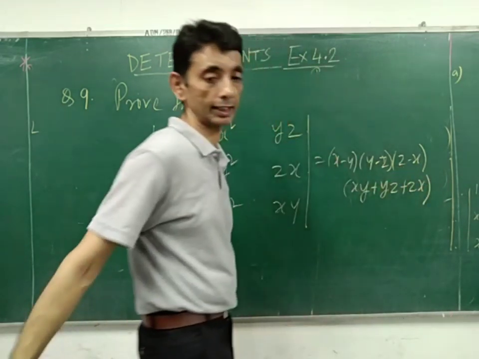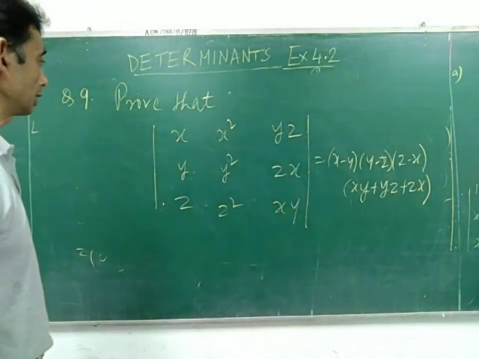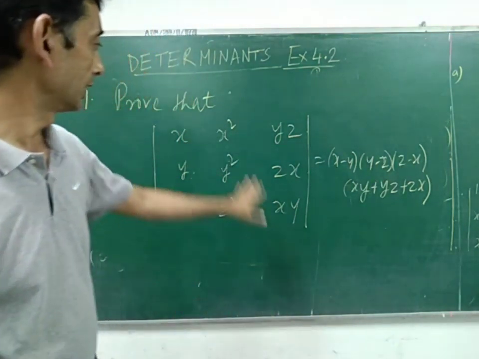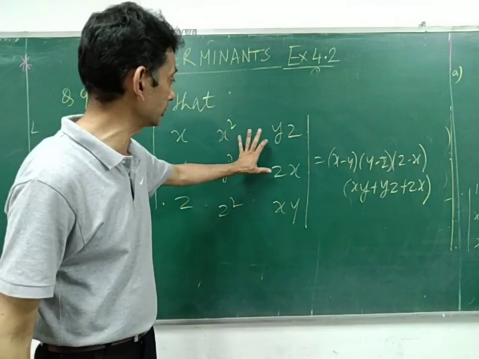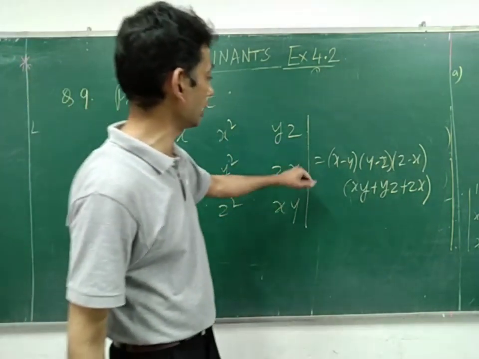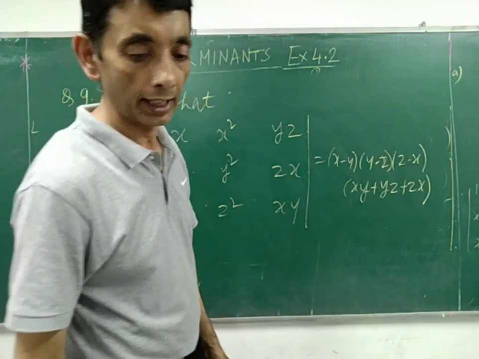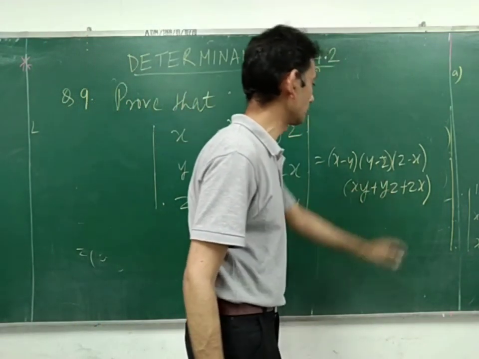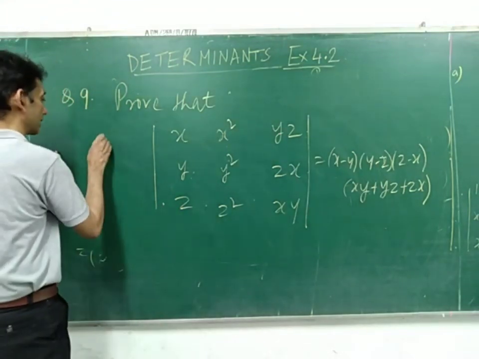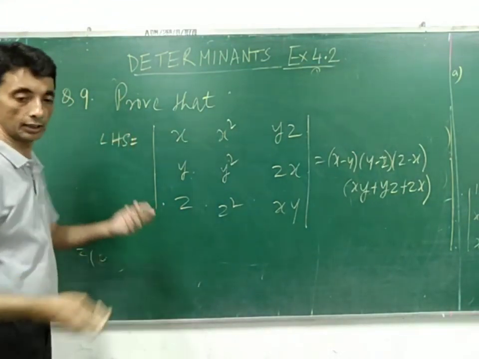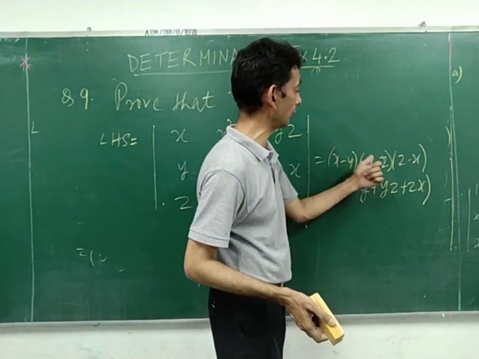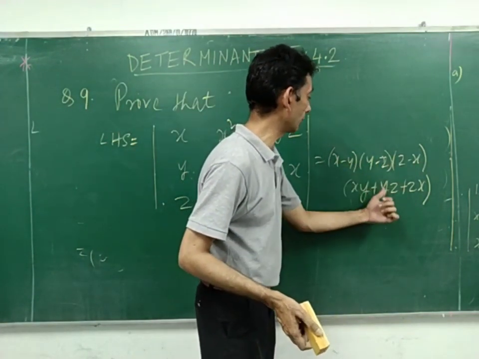See the right hand side. Observe the terms carefully. x, y, z is the first column, x squared, y squared, z squared is the second column, and the third column is yz, zx, xy, and the right hand side is (x minus y)(y minus z)(z minus x) into (xy plus yz plus zx). We need to prove this. We'll consider this determinant as the left hand side.